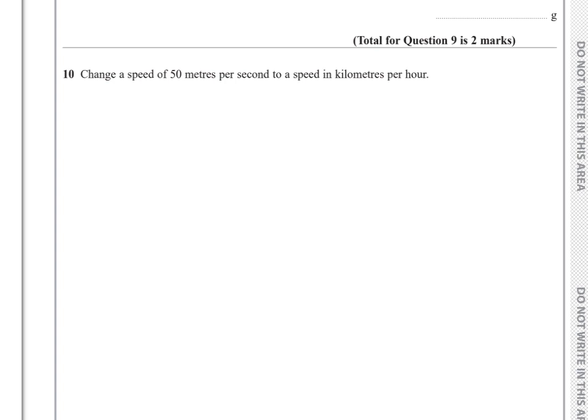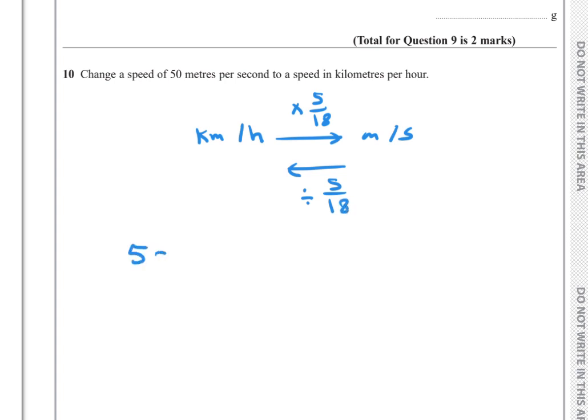Number 10. Change a speed of 50 meters per second to a speed in kilometers per hour. We have a rule to change from kilometers per hour to meters per second: multiply by 5/18. And when you change from meters per second to kilometers per hour, divide by 5/18. So you can use this rule. So 50 divided by 5/18 equals 180. So 180 kilometers per hour.